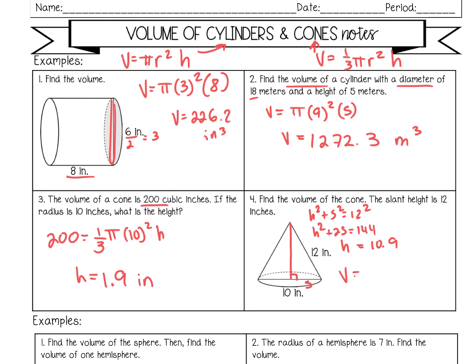So the volume equals 1/3 pi 5 squared times 10.9. I plug that into the calculator. I get 285.4 inches cubed.